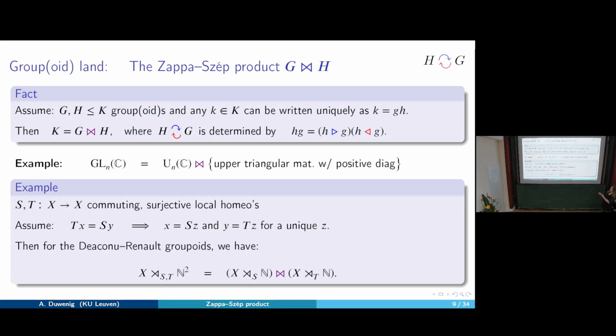If you have this additional condition on your commuting surjective local homeomorphisms, then the diagonal Renault groupoid that you get from these two, so that's this guy here, if you know what that means, actually is a Zappa-Szép product of the two individual diagonal Renault groupoids. So just as an example. If this doesn't tell you much, that's fine. I just wanted to motivate that these things exist.